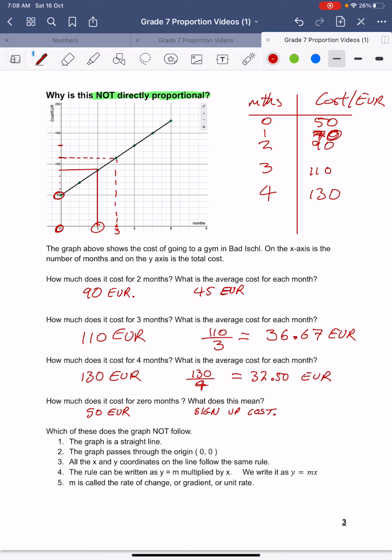Now let's just go and read off the checklist. Which of these does the graph not follow? So let's say the graph is a straight line. Well, definitely the graph is a straight line.